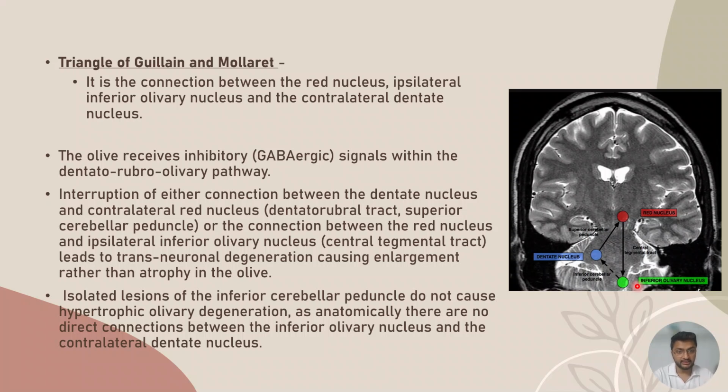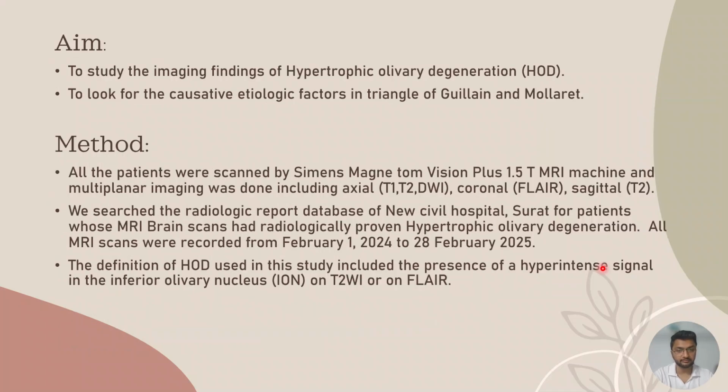Interruption of either the connection between the dentate nucleus and the contralateral red nucleus, or the connection between the red nucleus and ipsilateral inferior olivary nucleus, which is the central tegmental tract, leads to transneuronal degeneration causing enlargement rather than an atrophy of the olives. Isolated lesions of the inferior cerebellar peduncle do not cause hypertrophic olivary degeneration, as anatomically there is no direct connection between the inferior olivary nucleus and the contralateral dentate nucleus.